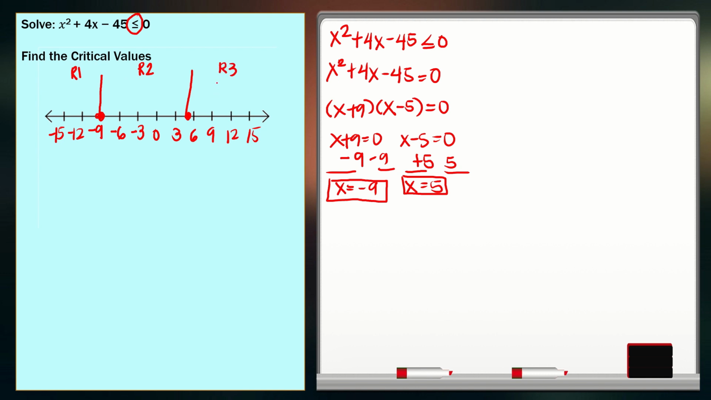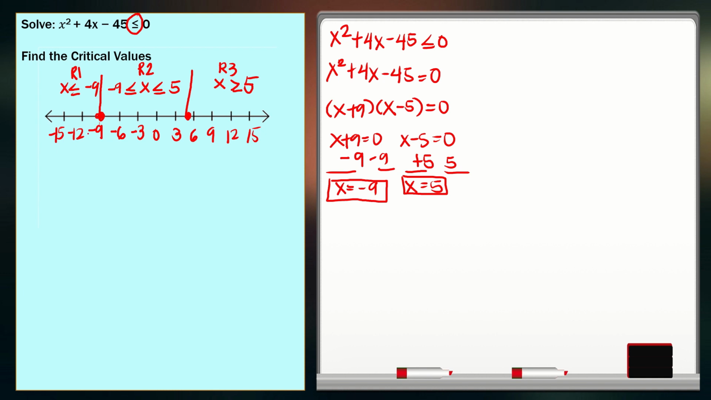So, in inequality, this is x is greater than or equal to positive 5. This one, region 2, is between negative 9 and positive 5, so we have x is greater than or equal to negative 9 but less than or equal to positive 5. Also in our region 1, that is below negative 9, so we have x is less than or equal to negative 9. So from these regions, we're going to get test points.